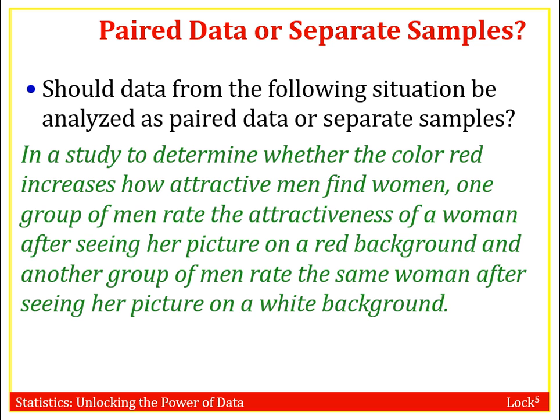This is actually two separate samples. The reason is we have one group of men here, and then we have another group of men. So we have two totally different groups of men. It's not one man seeing a picture with a red background and the same man seeing a picture with a white background and measuring the difference. It's two totally different groups of men. So it's two totally separate samples, which would be a differences in two means for this situation.